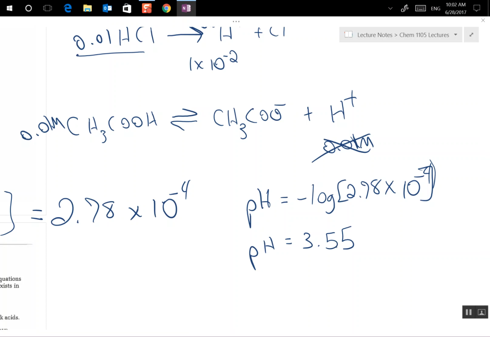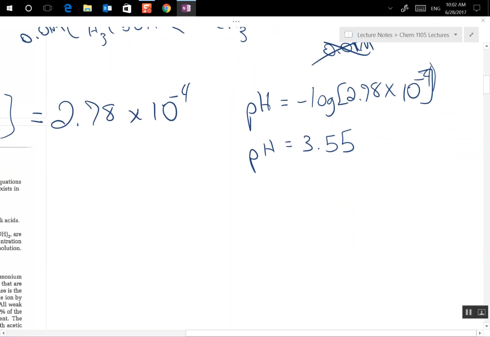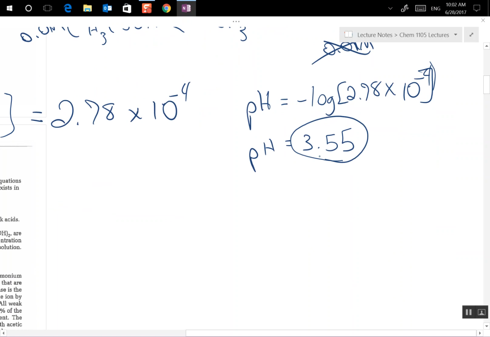Now, I have another thing for you to try. So, to find the pH, I need to know the H plus ion concentration. And then I can say the negative log of that H plus, and I'll get my pH. Well, what if you were given the pH and you were asked to find the H plus ion concentration? Okay? So, 3.55 is the log, right?